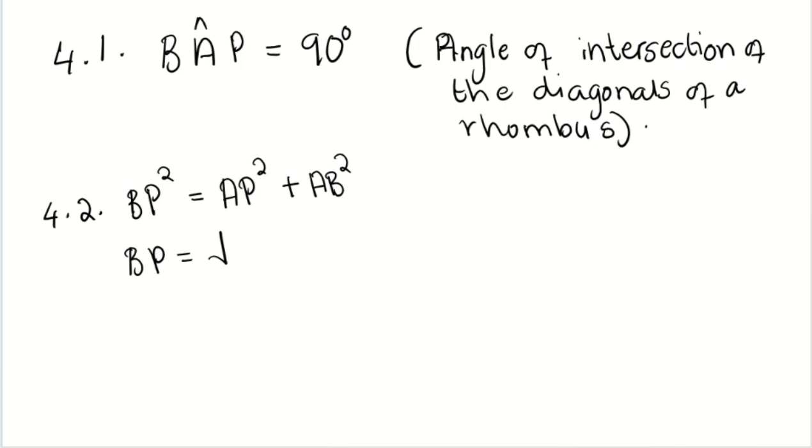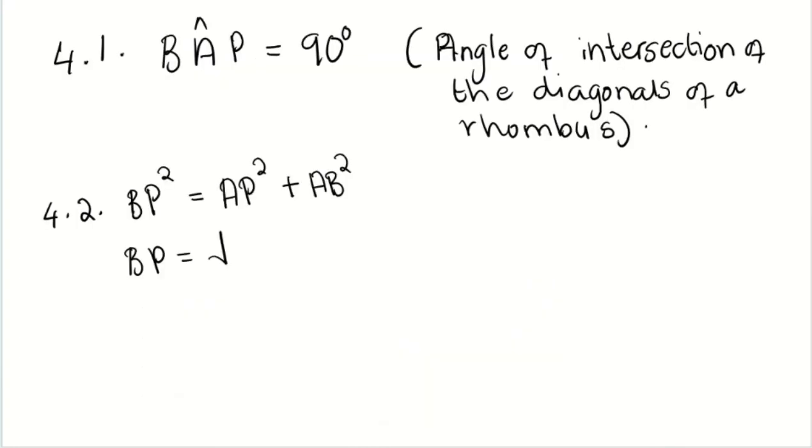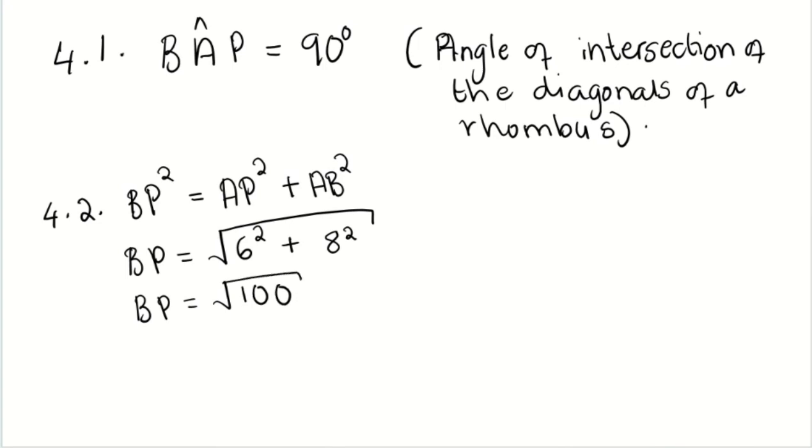AP has been given to us as 6. So we write there instead of AP, we are substituting. And then AB, we're told that is 8. Therefore, for AB, we just write 8 squared. Now take your calculator and punch in 6 squared plus 8 squared, it's going to give you 100, right? And then when you punch the square root of 100 on your calculator, it is going to be 10.